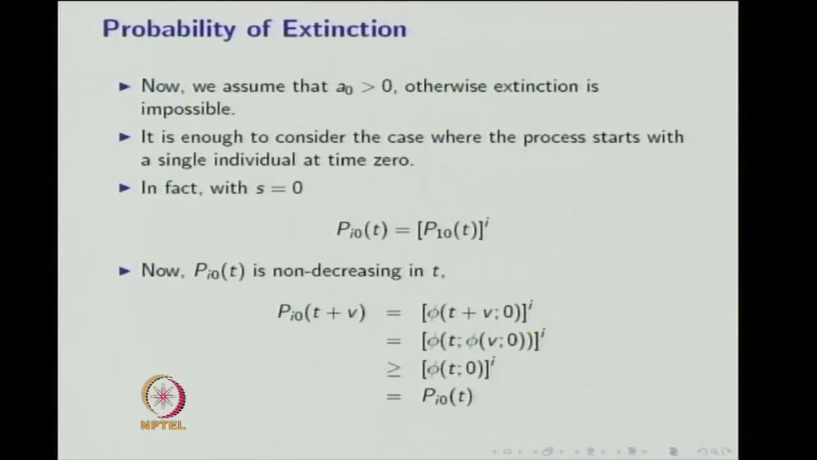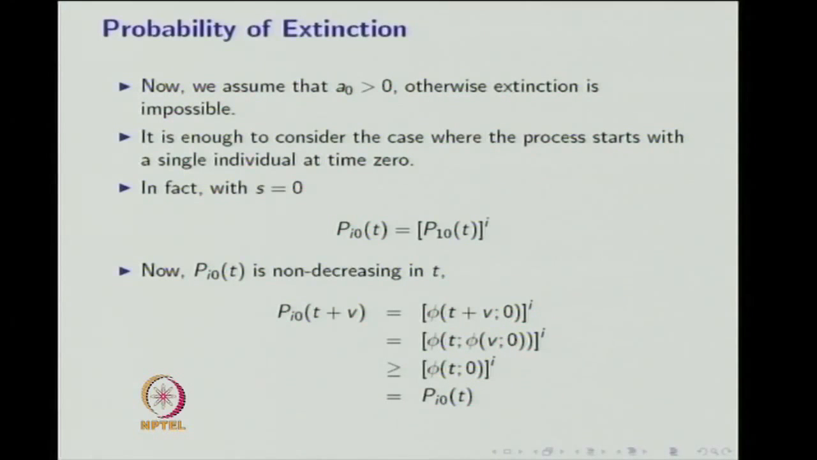Now, we will try to find the probability of extinction, small q. Assume that a_0 is strictly greater than 0, otherwise extinction is impossible. It is enough to consider the case where the process starts with a single individual at time 0. It means Z(0) is equal to 1.